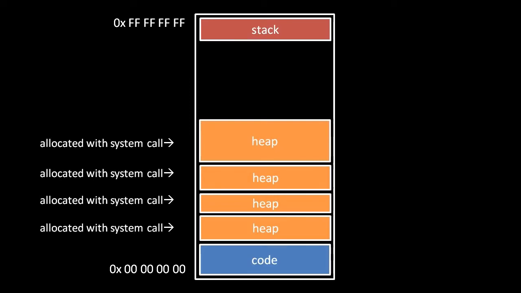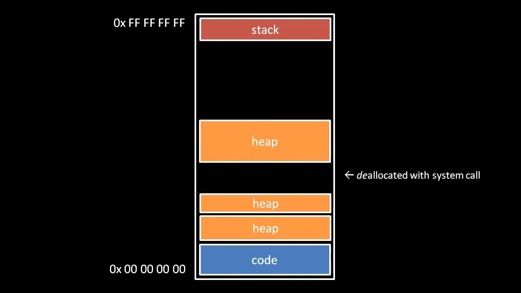In the call, the process specifies what size contiguous chunk it wants, but the OS decides where to locate these chunks in the address space, and the chunk locations are not necessarily adjacent. When a process is done with a chunk of heap, it should give the chunk back to the OS with a system call to deallocate.